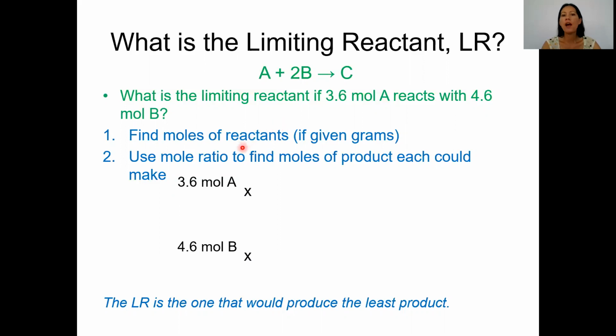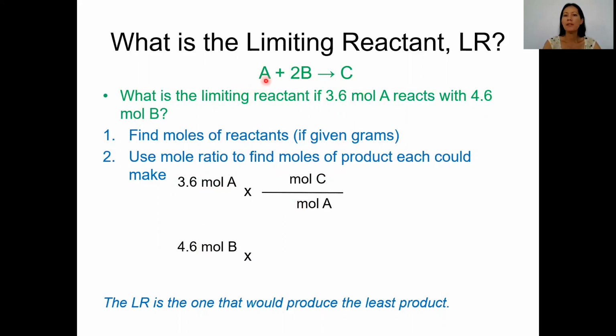The first thing is find moles of reactants if you're not given moles. I gave you moles, but sometimes they're given grams, so you need to go an extra step, grams to moles, using molar mass. The next is use mole ratio to figure out how much product could be made. And you could do this in moles. So do it for A, how many moles of C 3.6 moles of A can make, and then do the same for B. So I'll walk you through this.